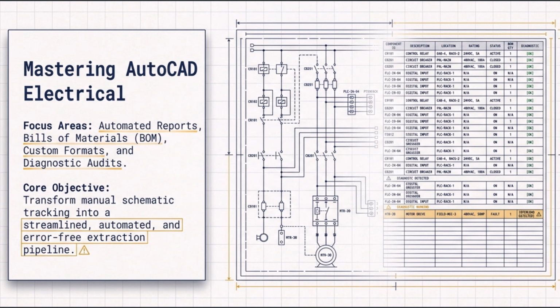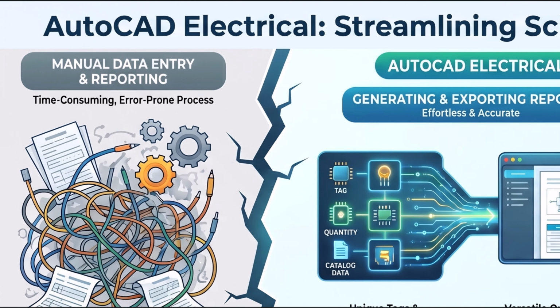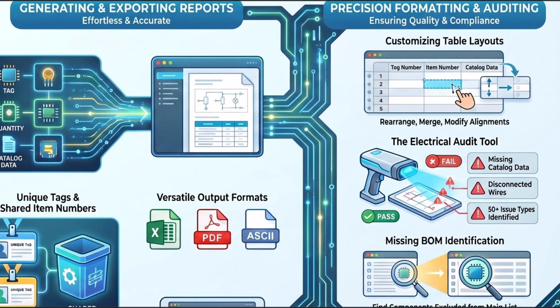is exploring the hidden superpowers of AutoCAD Electrical. We're going to look at how it helps you avoid manual busywork and acts as a digital safety net to catch catastrophic engineering mistakes before a single wire is ever cut.